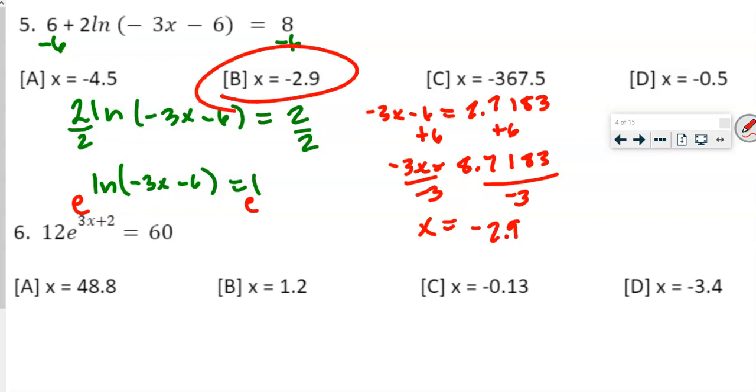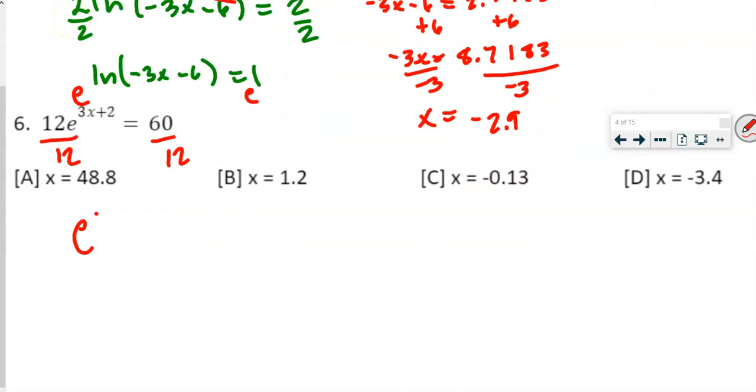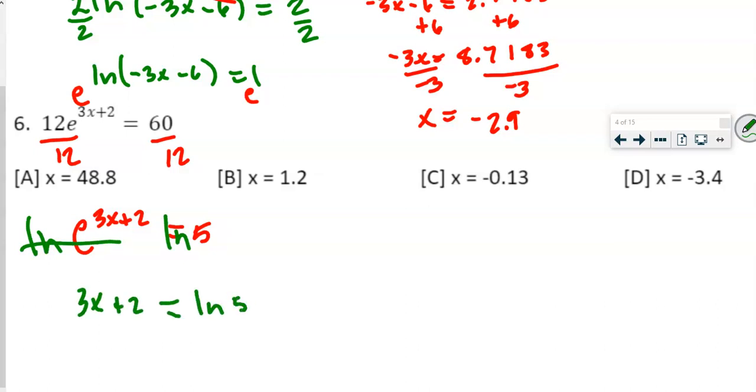That's what I got. All right, so the next one, we're going to divide both sides by 12 first. So when we do that, we're going to get e to the 3x plus 2 equals 5. This time we're going to ln both sides. We're going to ln this side and we're going to ln this side. That cancels that out, so we get 3x plus 2 equals the ln of 5. And when I took the ln of 5, I got 3x plus 2 equals 1.609.